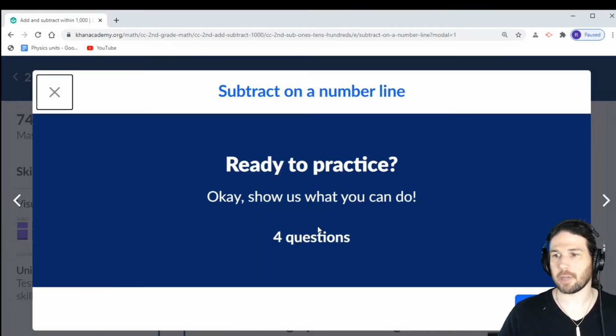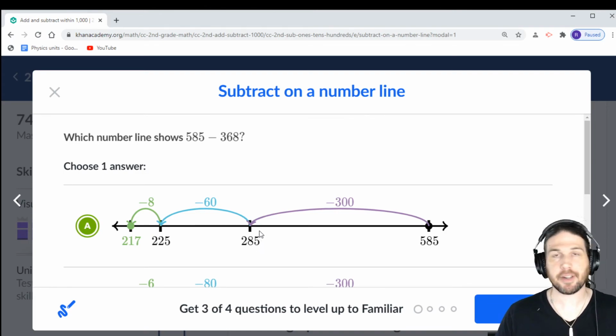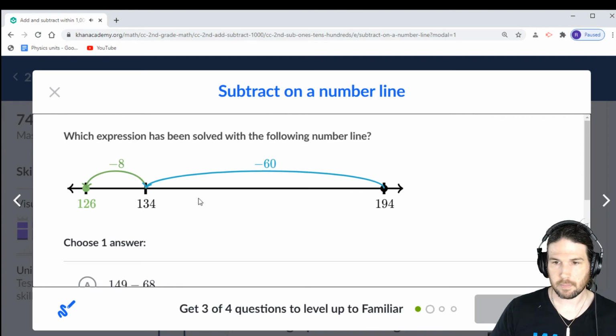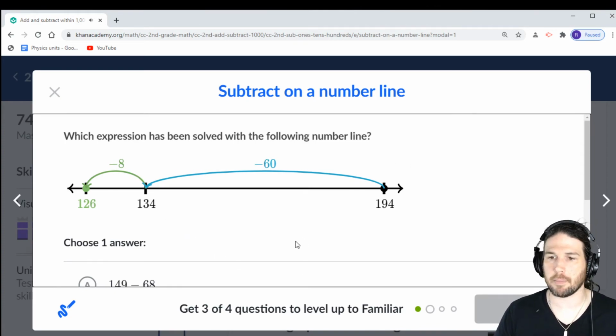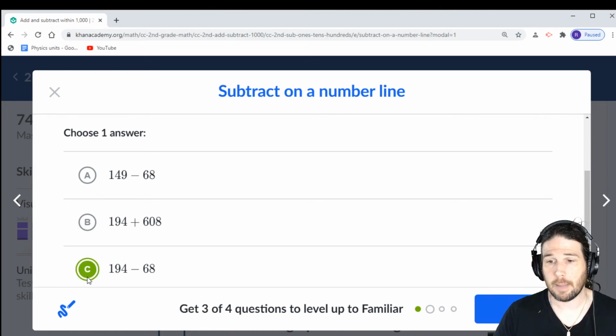Let's subtract on a number line. 585 minus 368. Well, that's A pretty easily, right? I don't even need to look at the other ones because we are subtracting 300 and then 60 and then 8. That is the same thing as subtracting 368. Which expression has been solved with the number line? Well, it looks like, given where the arrows are, we started at 194, we subtracted 60, and then we subtracted 8. So the total amount that we subtracted is 68. So the answer is 194 minus 68.